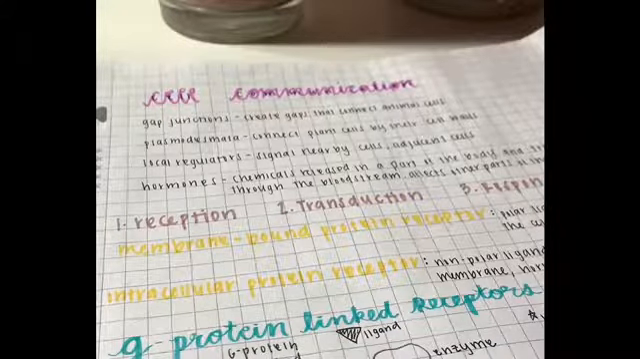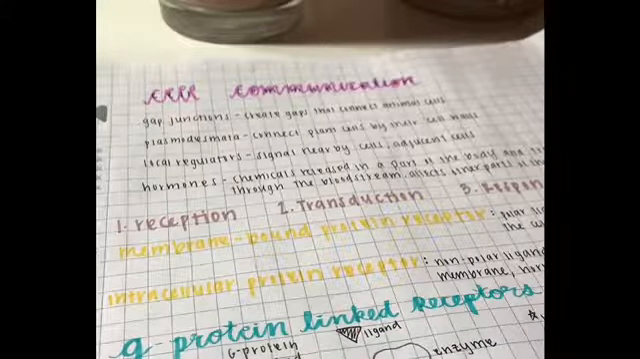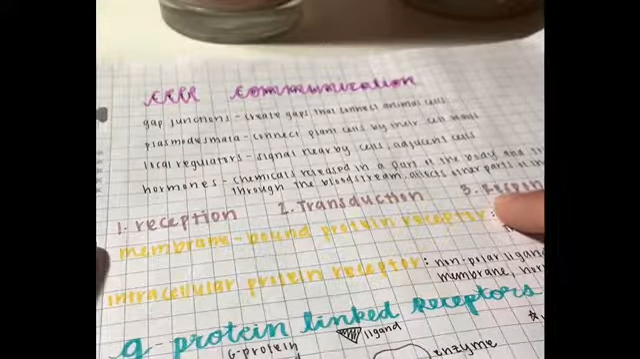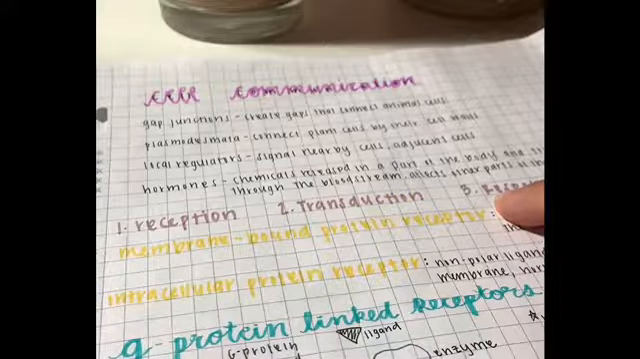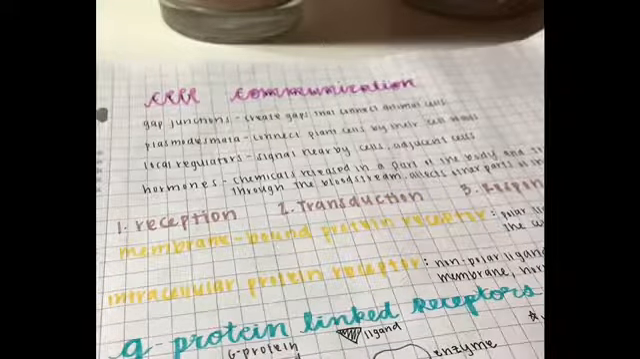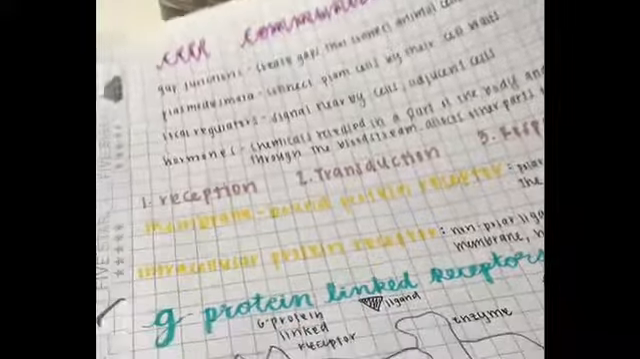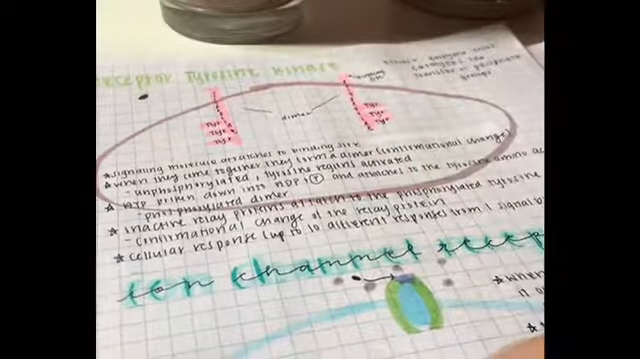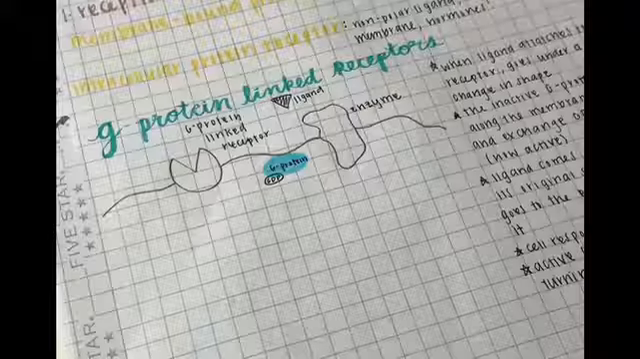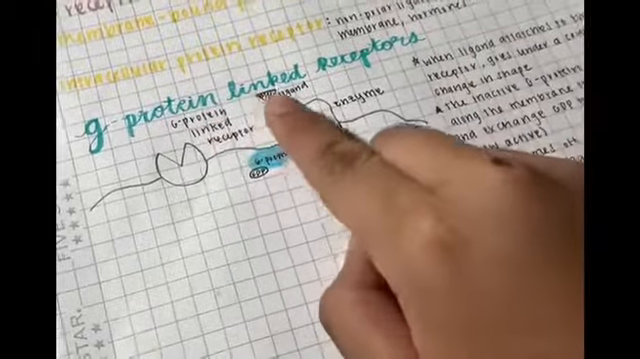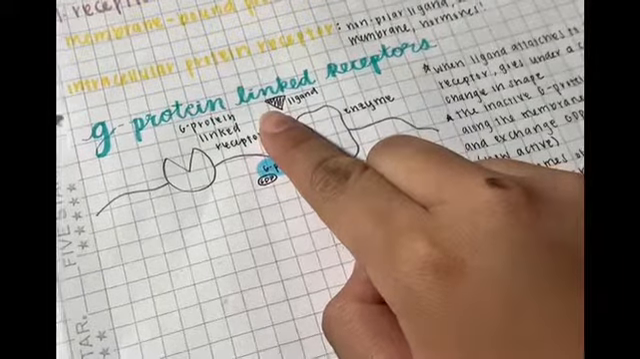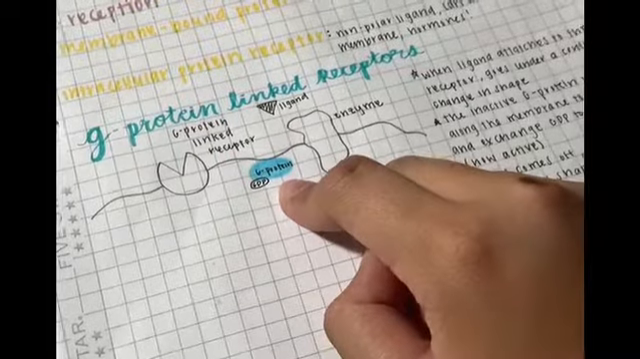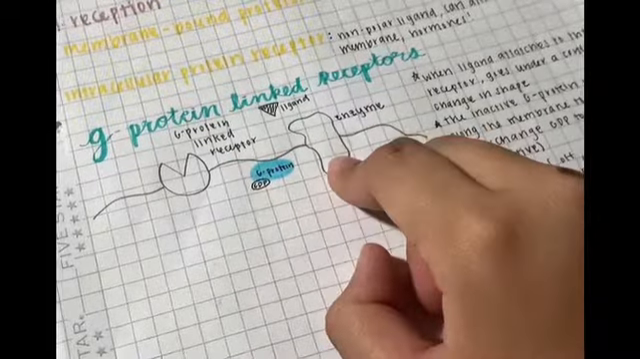Cell communication can be simplified into 3 steps. The first one being cell reception, then transduction, and then finally the cell response. There are 3 different types of protein receptors. The first one being the G protein linked receptors, the receptor tyrosine kinase, and the ion channel receptor. So we're going to go into more depth about the G protein linked receptor, and the parts are the ligand, the G protein linked receptor, the G protein with an attached GDP, and the enzyme.